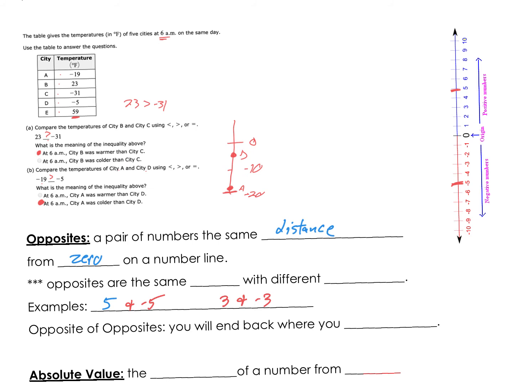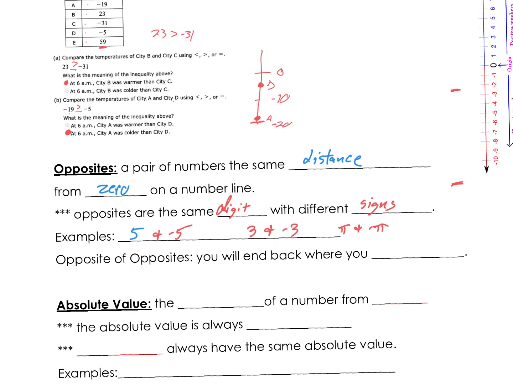Any positive and any negative. Pi and negative pi. They're the same distance from 0. Opposites are the same digit with different signs. So we could start with the negative or the positive.